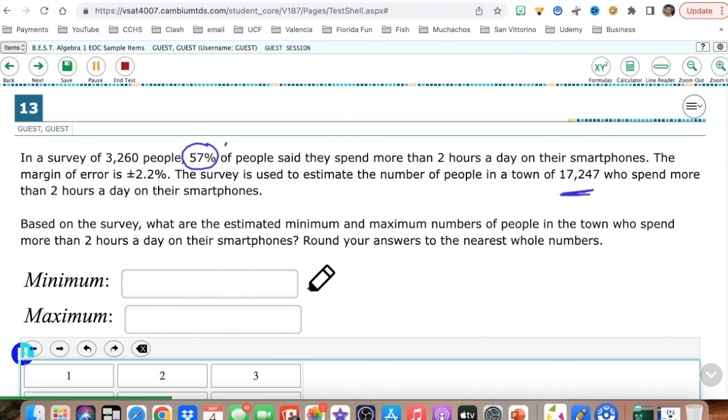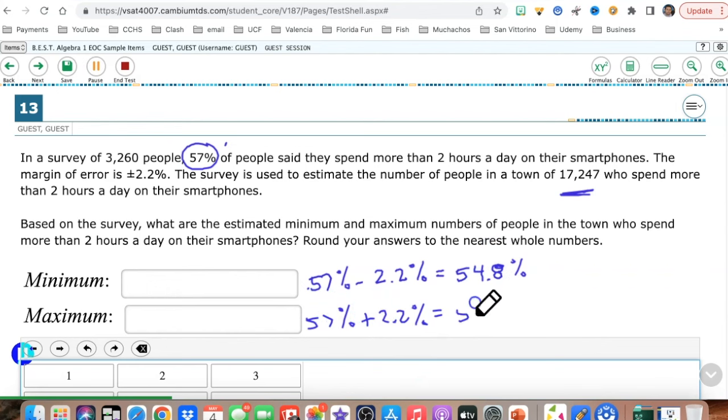To get my minimum, I'll have 57% minus 2.2%. To get my maximum, I'll have 57% plus 2.2%. 57 minus 2 is 55, minus 0.2 is 54.8%. And here, 57 and 2 is 59.2. So this will give me my minimum, and this will give me my maximum. Now I have to find these percentages of this amount of people. So 54.8% of this. Let's do that on the calculator.